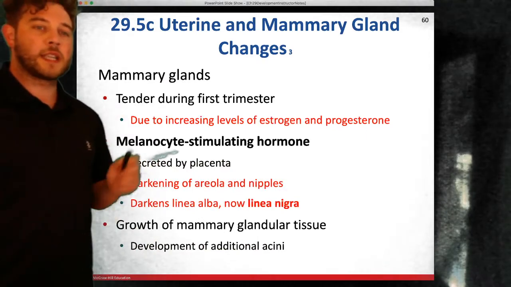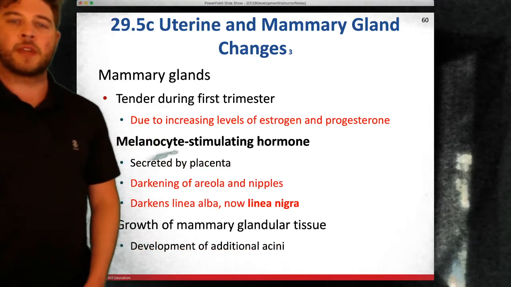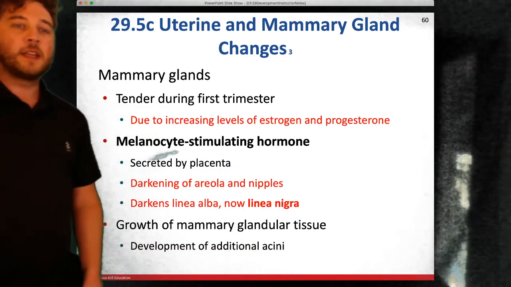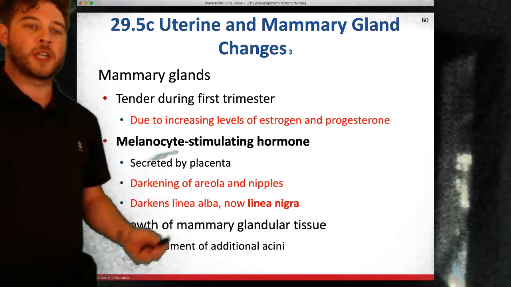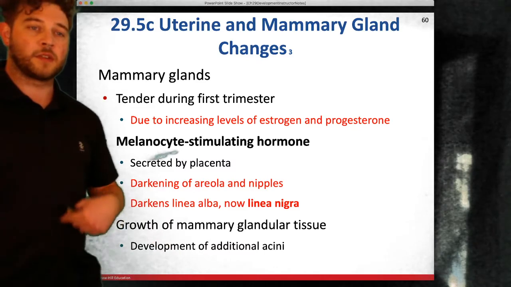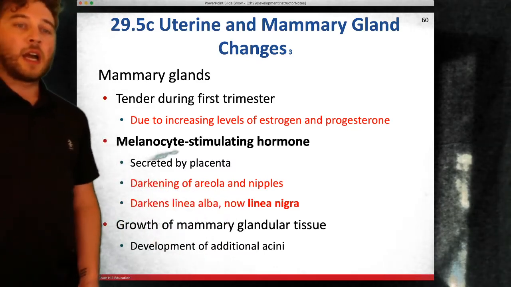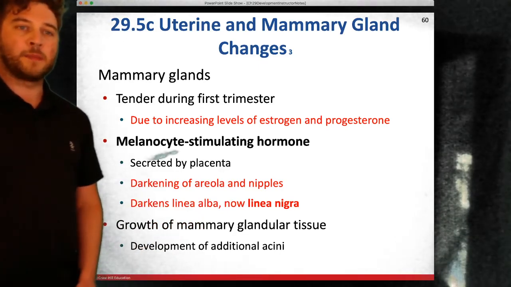The mammary glands become tender during the first trimester due to the increasing estrogen and progesterone levels. You have melanocyte stimulating hormone from the placenta, which causes a darkening of the areola and the nipples. It darkens the linea alba, which runs down the center of the abdomen and becomes the linea nigra. Growth of mammary glandular tissue, development of additional acini in the mammary glands.